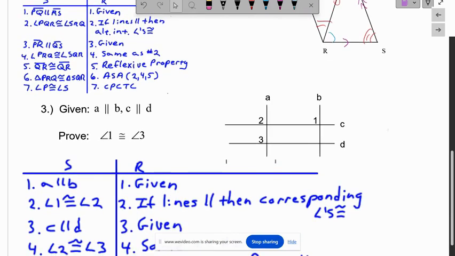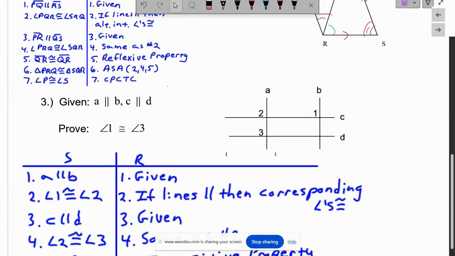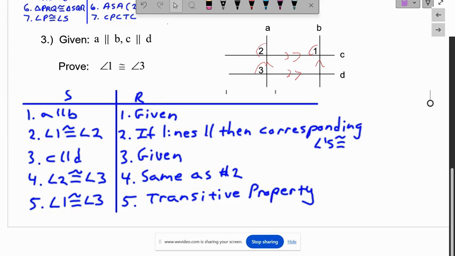All right, last one here. Now that we don't have any triangles here, we just want to prove that those two angles are congruent. So we are told A and B are parallel, and then C and D are parallel. So we end up with a lot of things we can say here, but right away, angle 1 and angle 2 are corresponding. And guess what? So are 2 and 3, which means by the transitive property, we can say that angle 1 is congruent to angle 3. So here is this proof. Nice and easy, nothing too crazy.